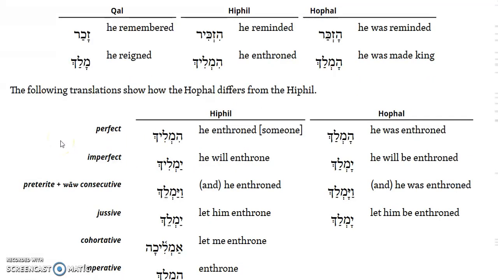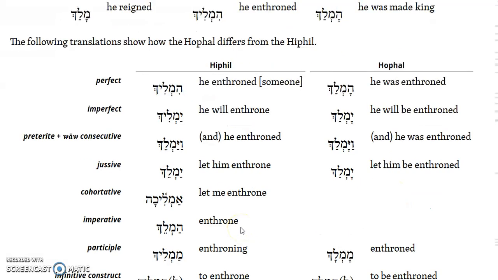The following translations show how the hofal differs from the hifil. So he enthroned someone would be the hifil of malak. The hofal would mean he was enthroned. The imperfect, yamlik, he will enthrone. Yomlak would be he will be enthroned. Vayamlek, and he enthroned, and vayomlak, and he was enthroned, on down the list. Let him enthrone, let him be enthroned.